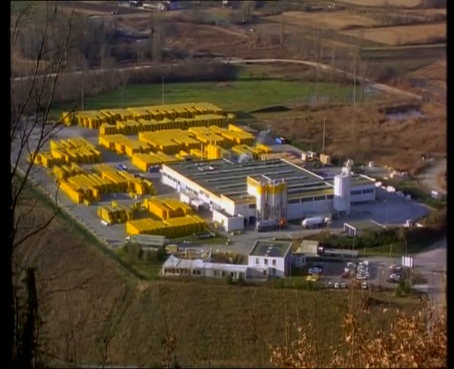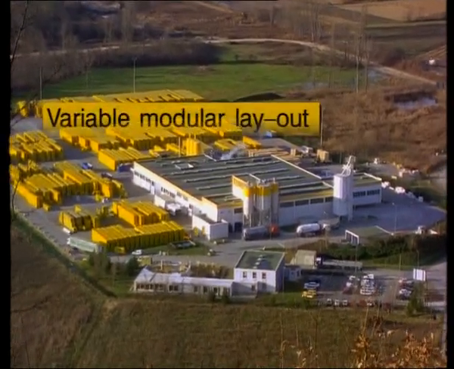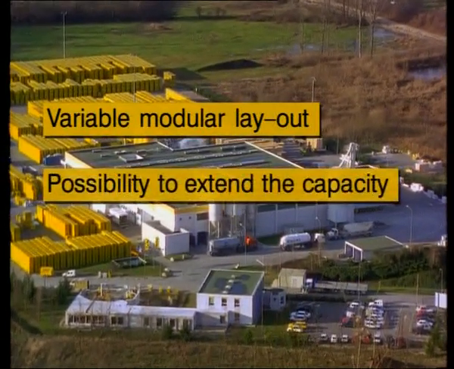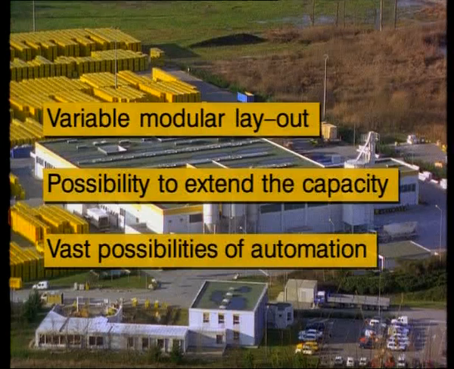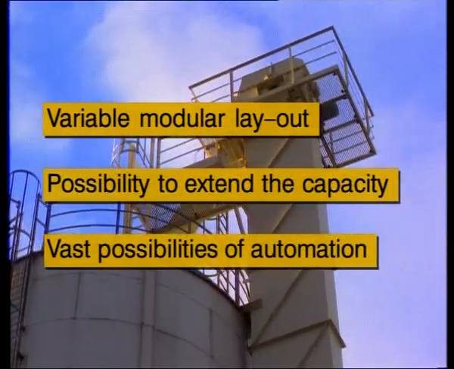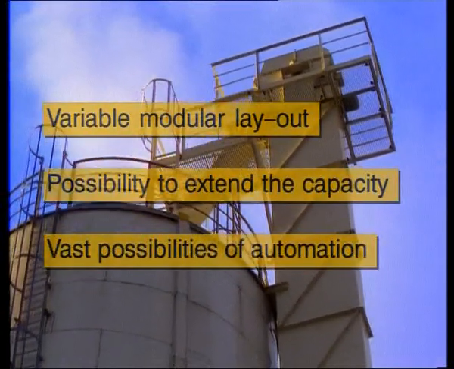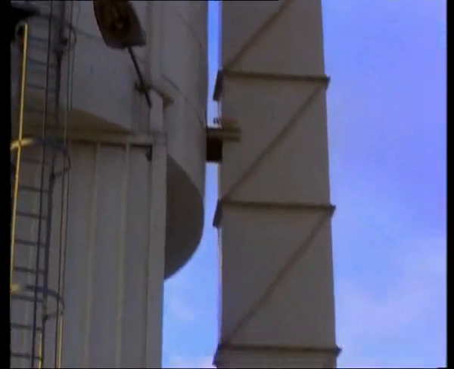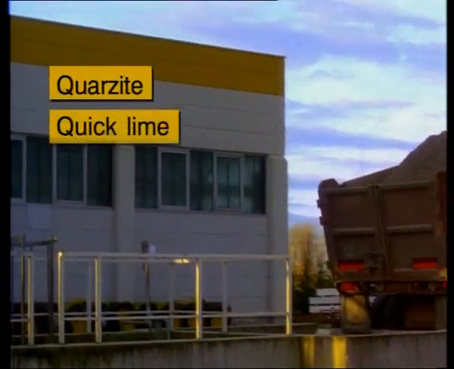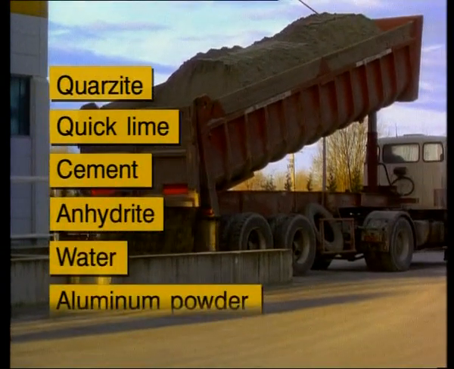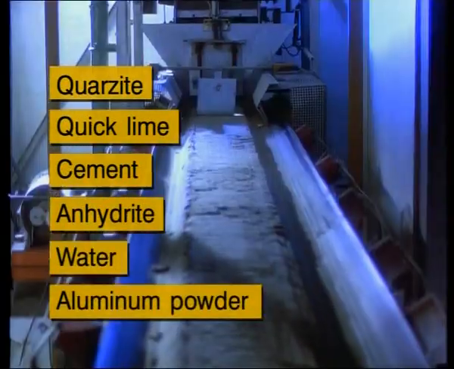YTONG's plant concept is based on a variable modular layout with the possibility to extend the capacity and vast possibilities of automation for the manufacture of building blocks and prefabricated reinforced units. The following raw materials are used for the production of YTONG: quartzite, quicklime, cement, anhydrite, water, and aluminum powder.